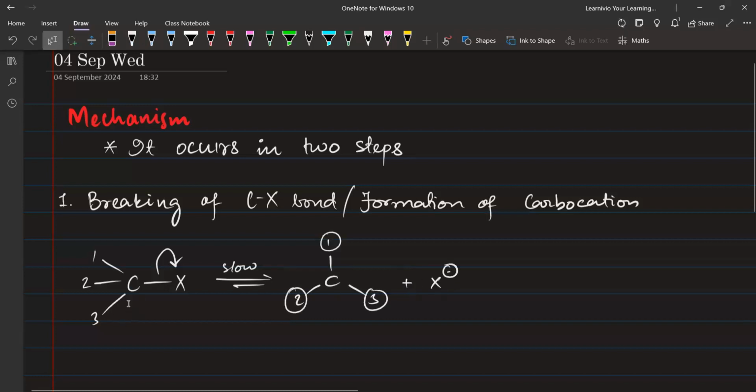Now, in this case, the carbon atom is sp3 hybridized, but in this case there will be a positive charge. The steric number of the carbon atom is only 3. It is sp2 hybridized. It is planar in structure, and this is the carbocation that has been formed.